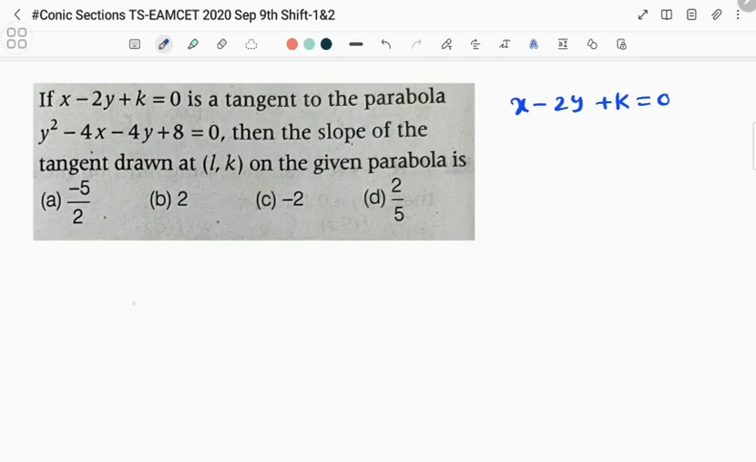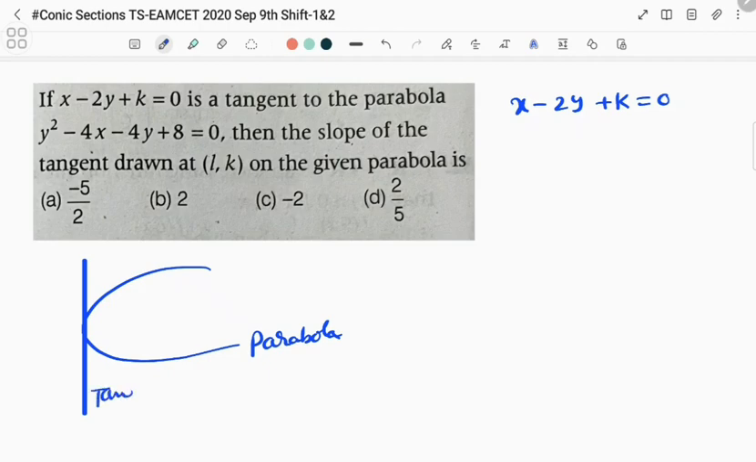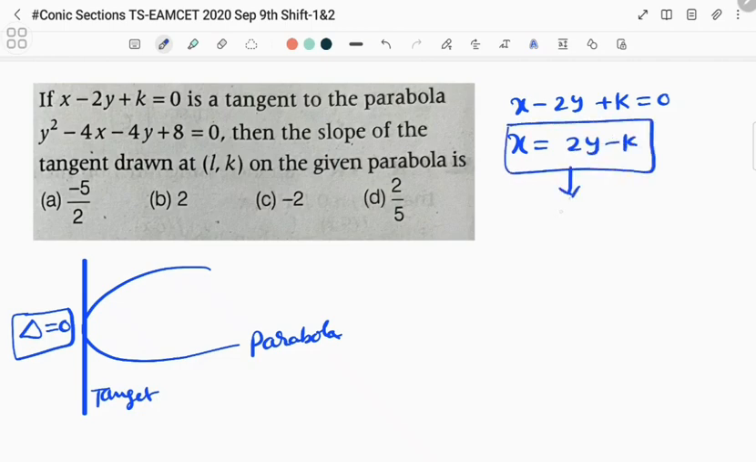The line is a tangent to the parabola, they are saying. This is the parabola equation, just a rough figure. Whenever a line is touching the parabola, the discriminant is equal to 0. You remember that. I will explain. So here, make x the subject, so 2y minus k will come. This you have to substitute in the given equation of the parabola.